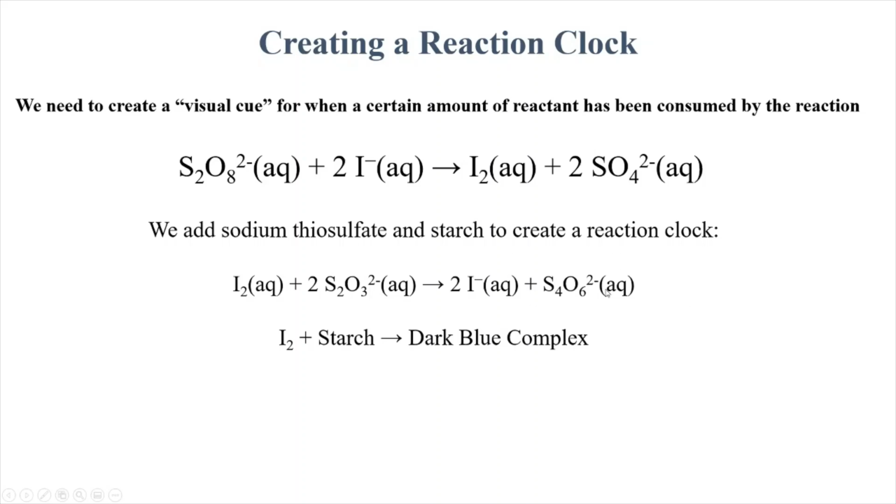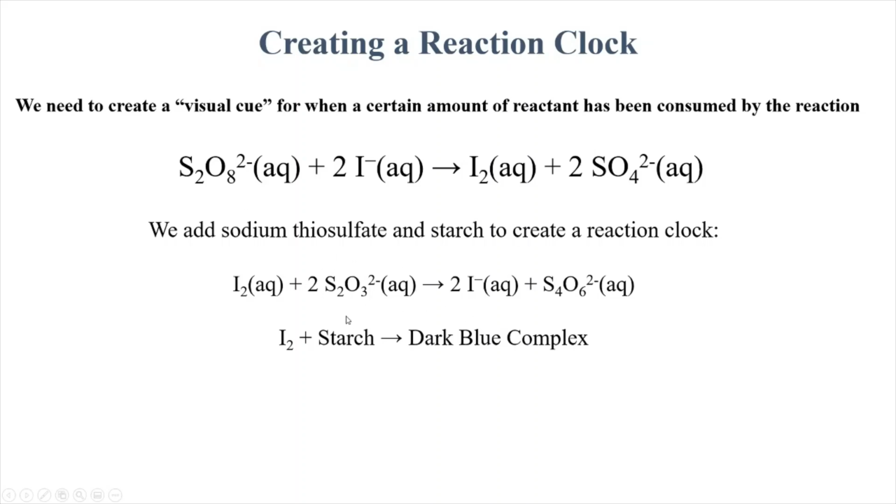And then we make this other product, S4O6 2-, which we don't care about. That has nothing to do with the reaction. That's going to be produced, it's going to be in solution, but it's not something that we care about. What's important, though, is that the S2O3 2- gets rid of the I2.